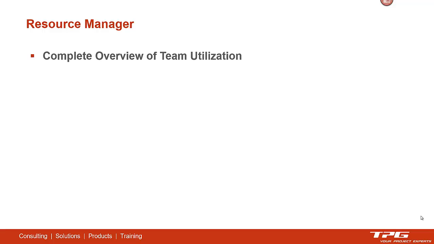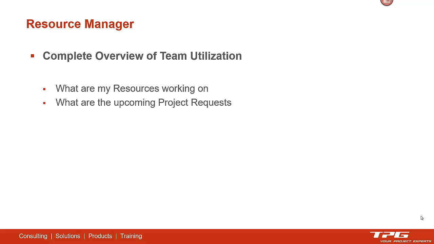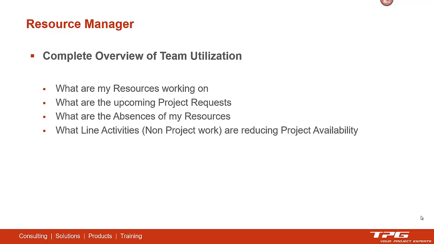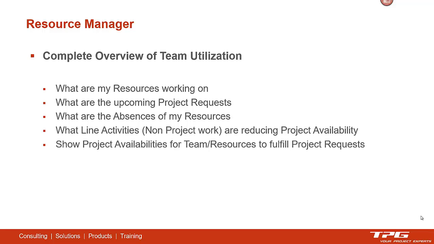He wants to have a complete overview of his team utilization. What are my resources working on? What are the upcoming project requests? What are the absences of my resources? What line activities, non-project work, are reducing project availability? And please show project availabilities for my team so that I can fulfill the upcoming project requests.